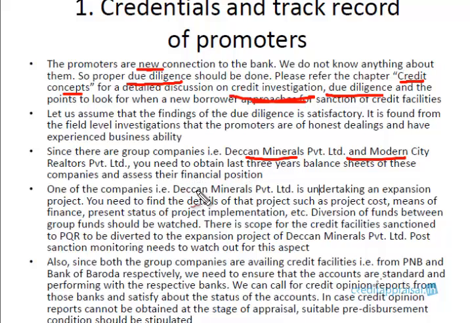So one way of assessing the business acumen of the promoters is to look at how the existing group companies are performing. For this, you can call for the balance sheets of the last 3 years of these companies and assess the financial position. You can also talk to the bankers and get what is known as the credit opinion report, also known as the PNC report.